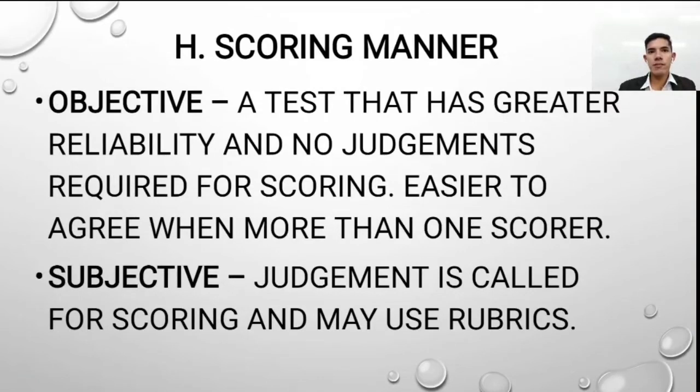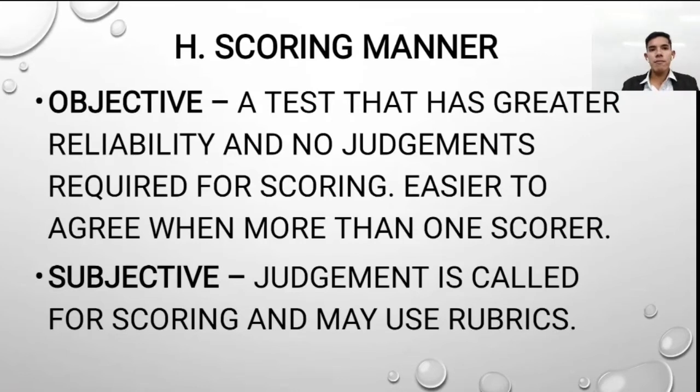So, next is the scoring manner, objective and subjective. So, talking about objective, this is a test that has a greater reliability and no judgment required for scoring. Easier to agree when more than one scorer. So, bakit siya madaling scorean kapag objective? Because in objective, the answer is very specific. Ito yung tamang sagot, ito lang yung tamang sagot. Yun na mismo yung sagot. In subjective, judgment is called for scoring and may be used rubrics. Bakit? Ano ba yung meron kay subjective? So, meaning to say, kapag subjective kasi, these are broad topics.